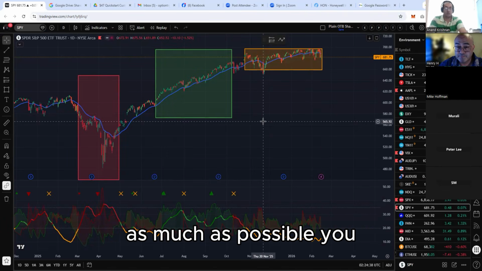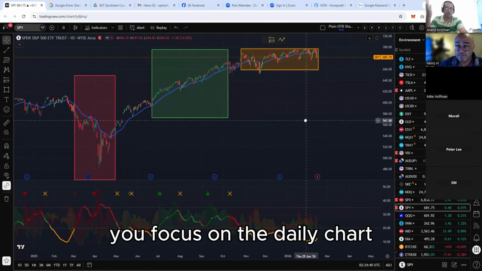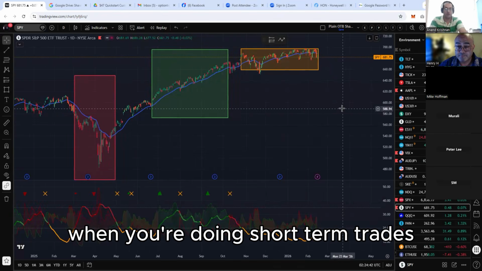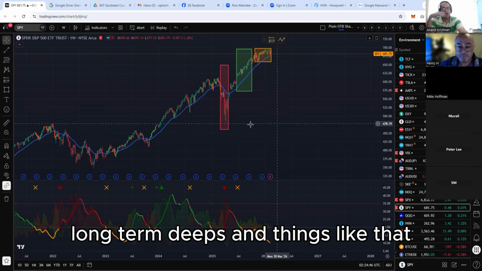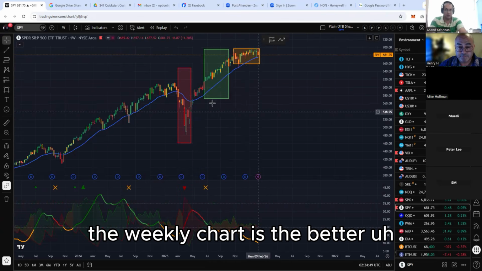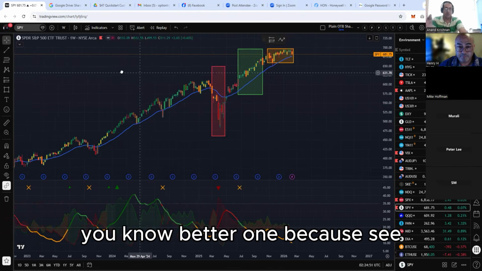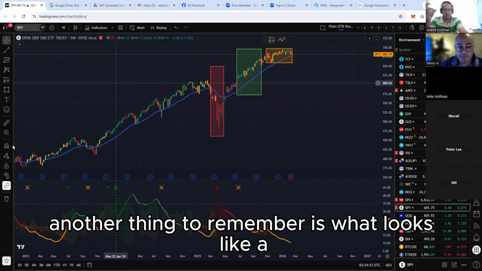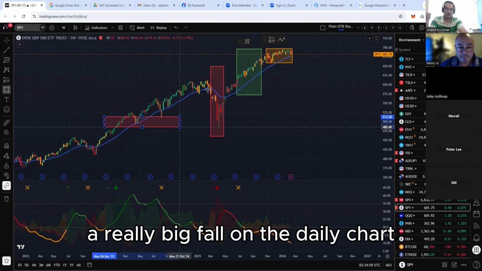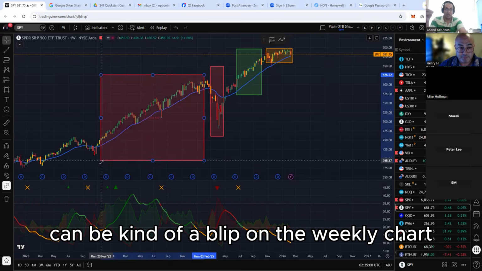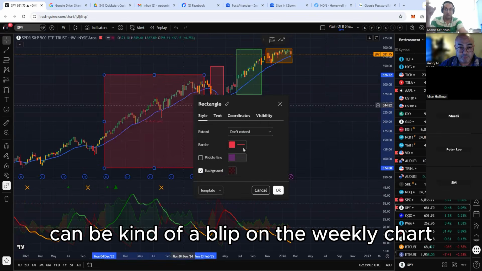But as much as possible, you focus on the daily chart when you're doing short-term trades, and when you're doing dips, long-term dips, and things like that, the weekly chart is the better one. Because another thing to remember is what looks like a really big fall on the daily chart can be kind of a blip on the weekly chart.